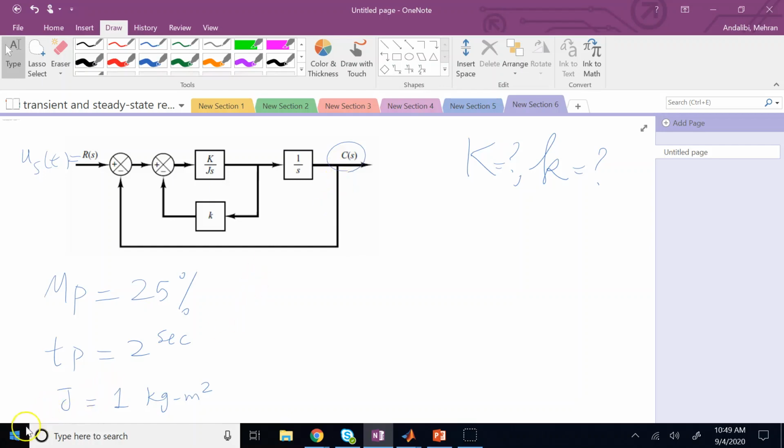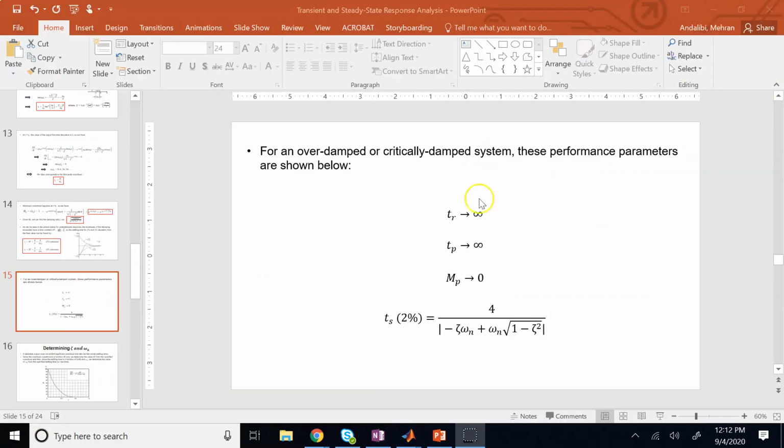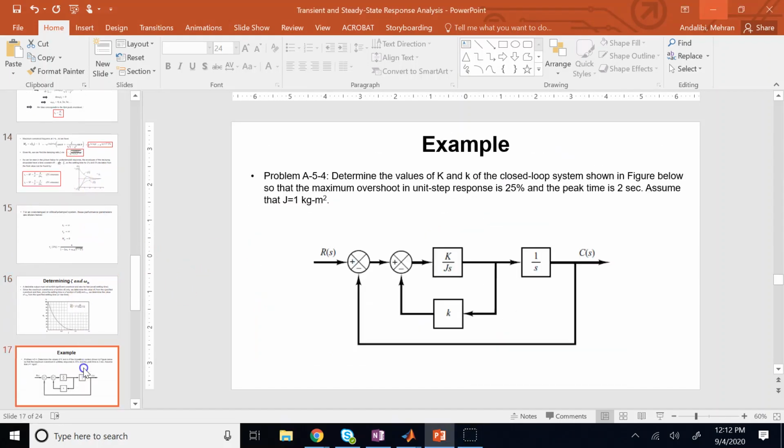Yes? By the way, I added those performance metrics for the overdamped and critically damped systems as a slide to your lecture. Okay, so just wanted to have complete notes.